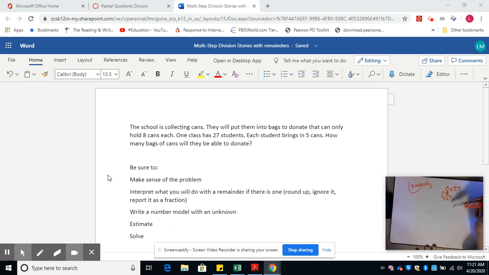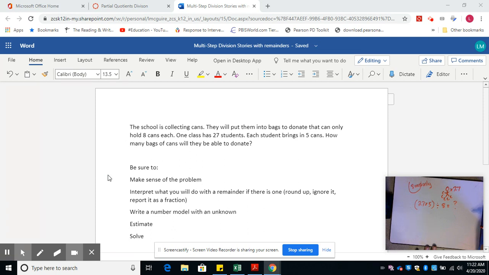Okay, so I'm looking here. I've got a student with 5 cans, and I've got 27 of them. And I've got to put them in bags of 8. So to write a number model with an unknown, I've got 27 students times my 5 cans. So I'll get my total number of cans and then divide that by 8 to get my amount of bags. So I've got my number model with an unknown.